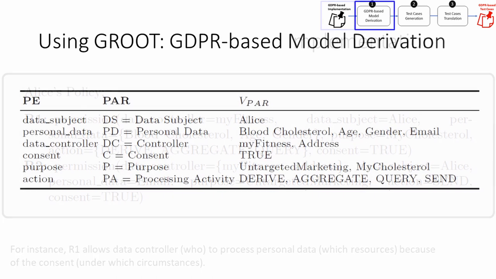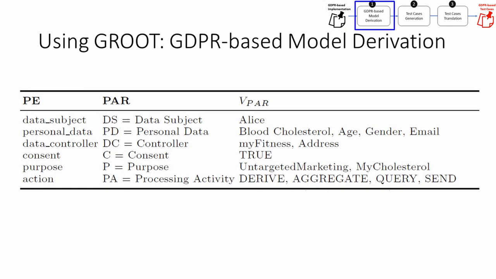The GDPR-based model is then parsed to derive the set of parameters and their associated values. For instance, in the second column, the values associated with parameter purpose is V_par equals my cholesterol, untargeted marketing. In line with Definition 1, the result of this step is represented in tabular form in Table 1. The first column reports the related Alice's policy elements, the second column, labeled par, reports the derived parameters, and the last column, labeled VPAR, lists the related values.